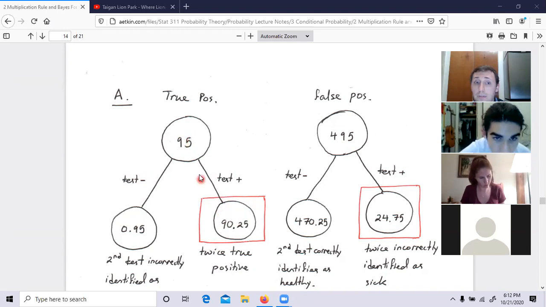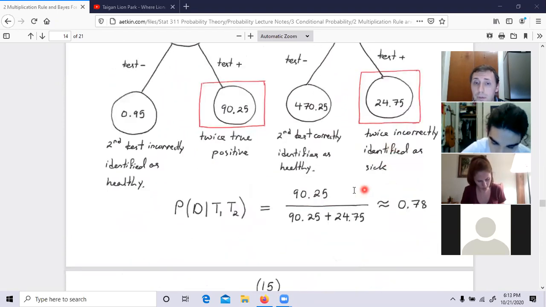So 95 of those people, 90.25 of them will test positive, right? False positive, that would be, the test will be negative with likelihood 0.95. So out of those people, if we test them, 470.25 will test negative, and 24.75 will test positive. So the probability is 90.25 over 90.25 plus 24.75, which is about 78%.